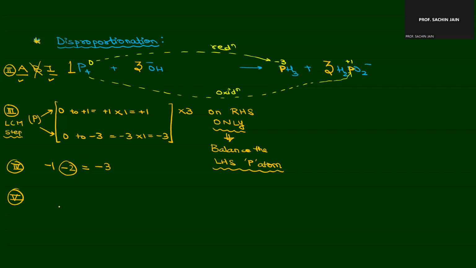Fifth step में oxygen atoms देखते हैं. So there are 3 oxygen on the left hand side, P4 plus 3 OH minus, and right में 3 into 2, that is 6 oxygen. 3 और 6 को balance करने के लिए I'll add 3H2O on the left hand side, and this is my balanced disproportionation redox reaction. So the same oxidation number method is used to balance this disproportionation reaction, just that the balancing part is a little bit twisted, otherwise everything else remains the same.